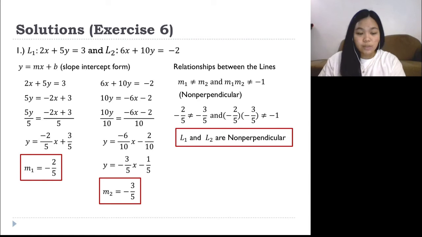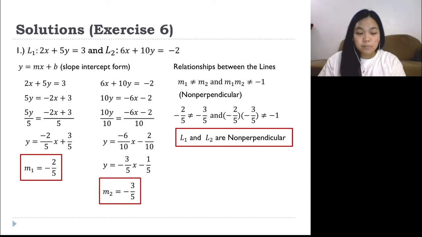For our second equation, we have 6x plus 10y equals negative 2. Same process: transpose 6x, giving us 10y equals negative 6x minus 2. Next, divide both sides by 10, leading us to have y equals negative 6 over 10x minus 2 over 10.